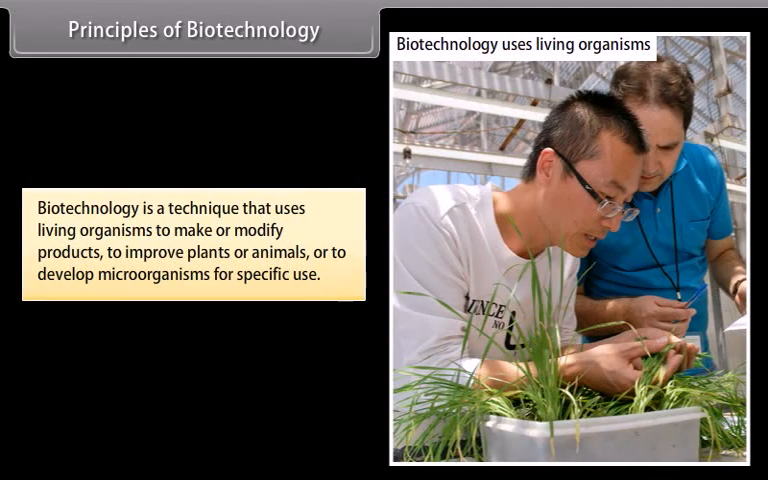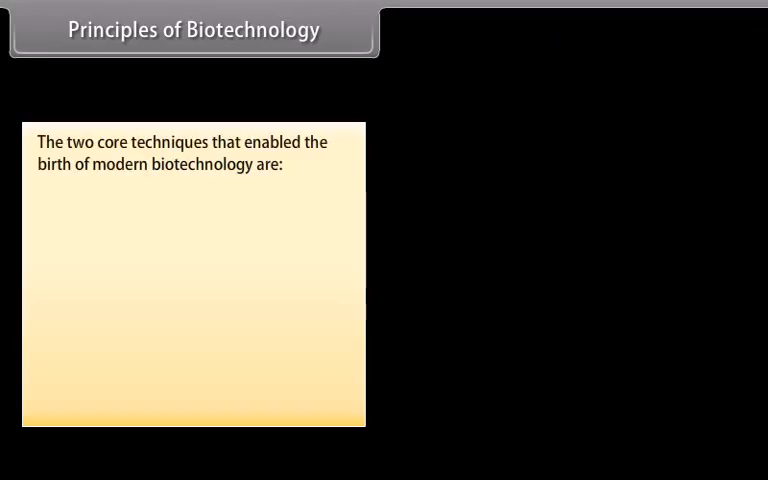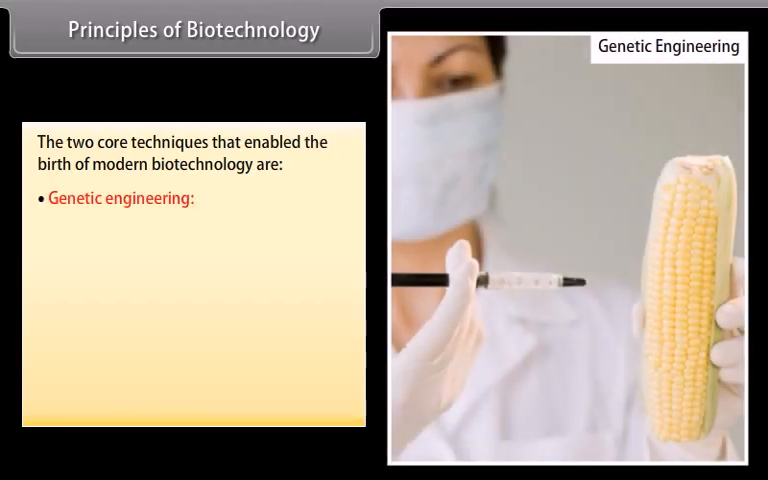Biotechnology is a technique that uses living organisms to make or modify products, to improve plants or animals, or to develop microorganisms for a specific use. The two core techniques that enabled the birth of modern biotechnology are genetic engineering.